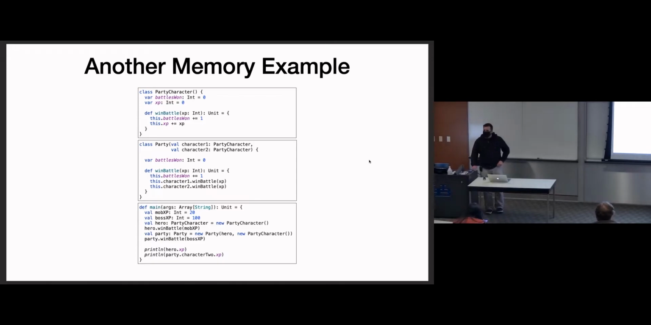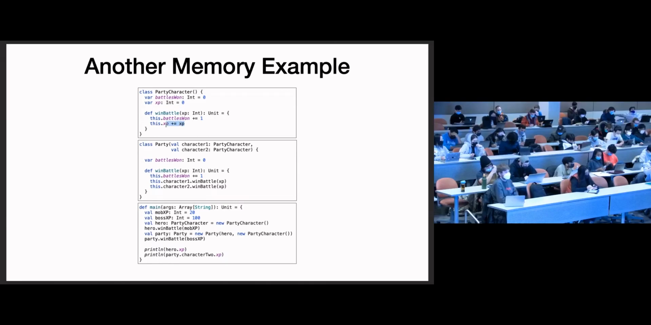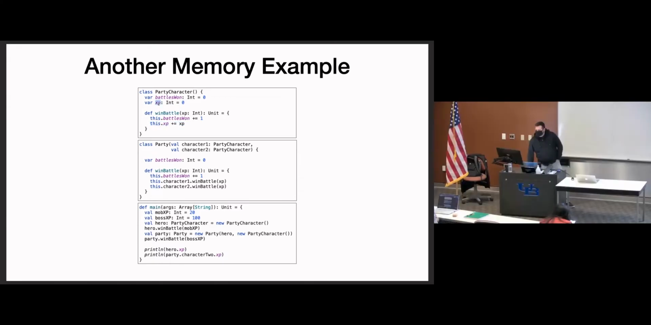Yeah. So this dot xp plus equals xp adds the xp defined in win battle to the variable xp up top. Yep. So this dot xp is this variable. It'll take this plus xp, which is the local variable, the parameter, and then reassign it back to this dot xp. So it's xp plus xp equals xp. Okay. Good question.